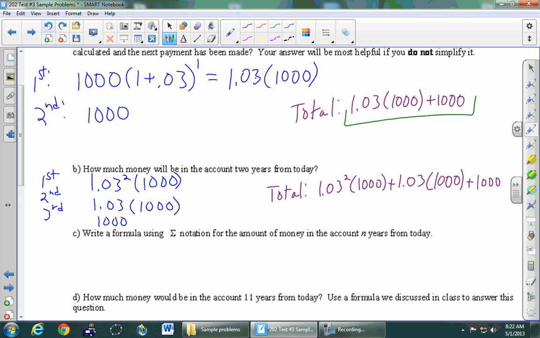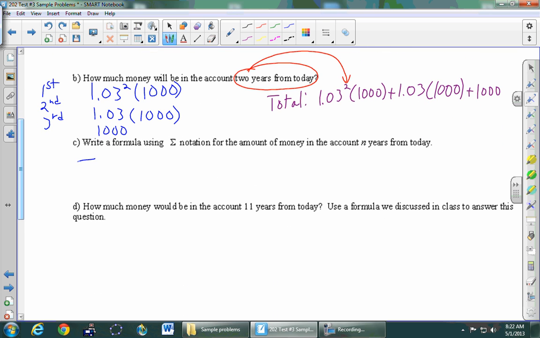Okay, and then we move to part C, write a formula using summation notation for the amount of money in the account n years from today. So this formula right here is 2 years from today, and notice that the 2 is the highest power right there. So it seems like we're going to be playing the same game, but we just need it to get up to n years from today. And so we're going to use summation notation. It sure feels like all of the terms in that series up there are of the form 1.03 to some power. Now oftentimes we use n, but we don't want to use n here because n is the variable for the total number of years we're waiting. So how about we use something else like i, and then it gets multiplied by 1,000.